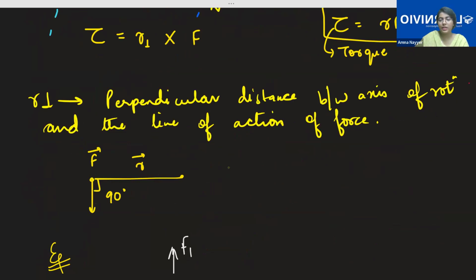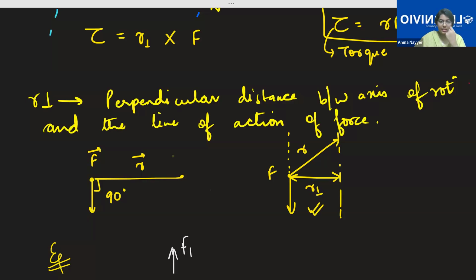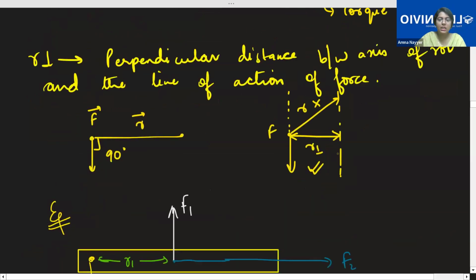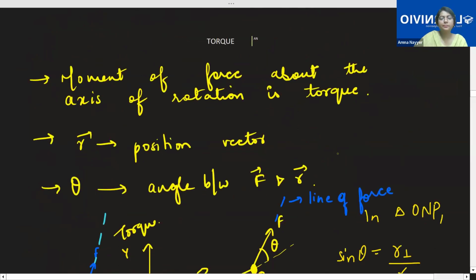This is force, this is position vector. But if I have a force F acting like this, and the radius is acting at some other angle other than 90, we take the line of action of force and we take this perpendicular distance. This R perpendicular will be under consideration, not this one. So our perpendicular is important: the perpendicular distance between the axis of rotation and the line of action of the force. Write it from here.